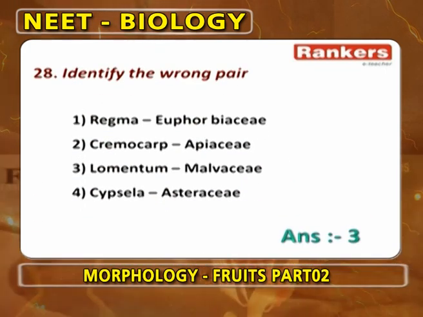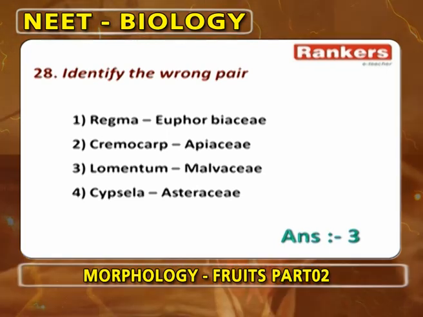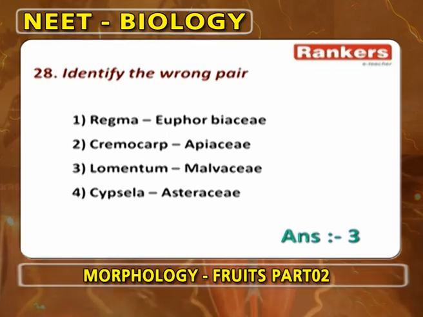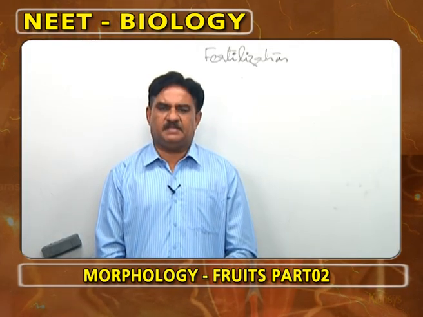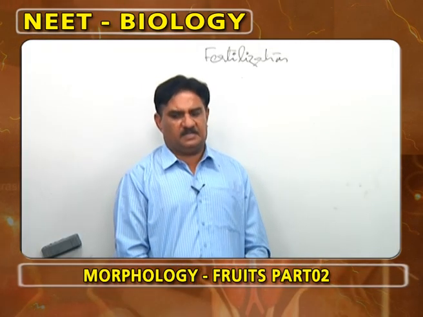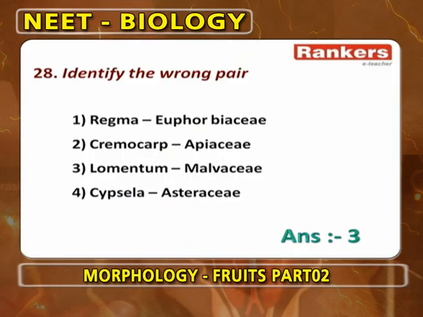Identify the wrong pair. Regma is found in Euphorbiaceae, correct. Regma is the fruit of the family Euphorbiaceae. Cremocarp is the fruit of the family Apiaceae, correct. Lomentum is not found in Malvaceae, it is found in Mimosae. Malvaceae has either schizocarp or loculicidal capsule. Cypsela is the fruit of the family Asteraceae.